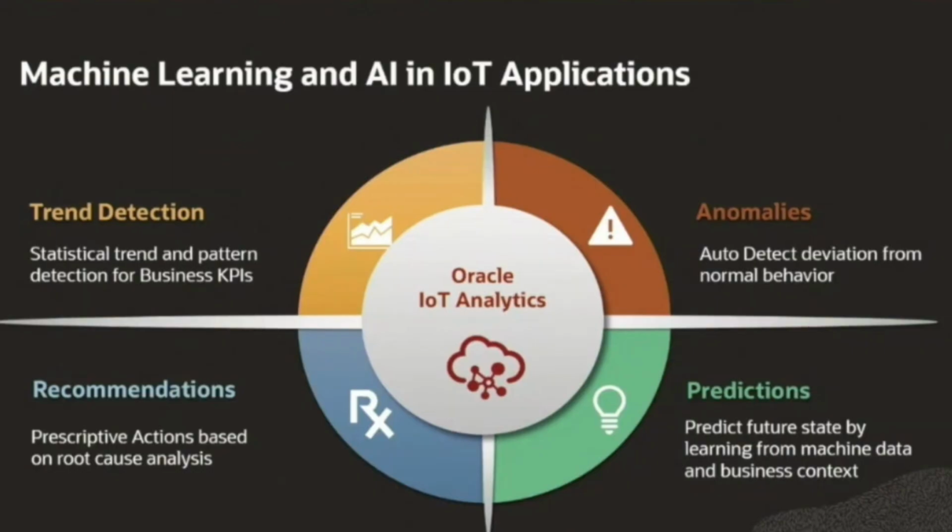Machine learning and AI tools in IIoT applications allow for trend detection, statistical trend and pattern detection for business KPIs. It looks for anomalies, auto-detects deviations from normal behavior, and it can predict. Predicting the future state by learning from machine data and business context. And this is where it can become really, really powerful for your business.